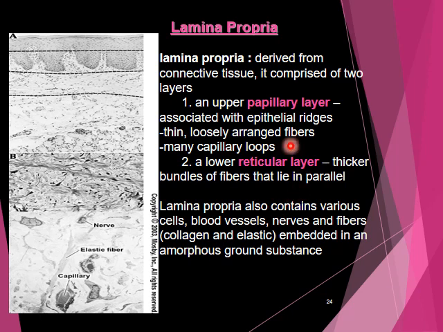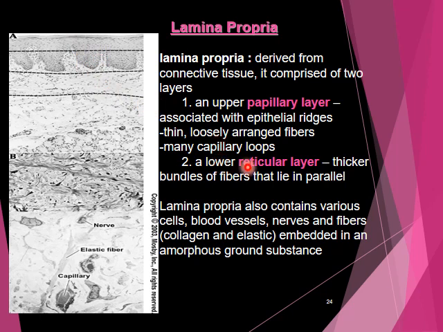The second part of the oral mucosa is the lamina propria, which is connective tissue. It's composed of two layers. Adjacent to the oral epithelium is the papillary layer, which is associated with epithelial ridges: thin, loosely arranged fibers with many capillary loops present inside. This is the papillary projection, and this is the epithelial ridges.